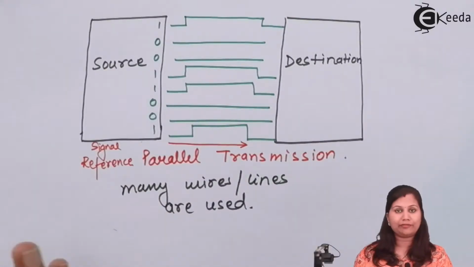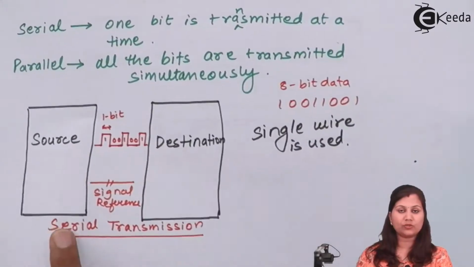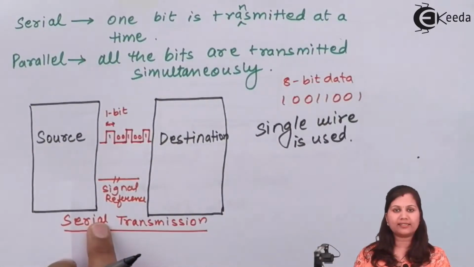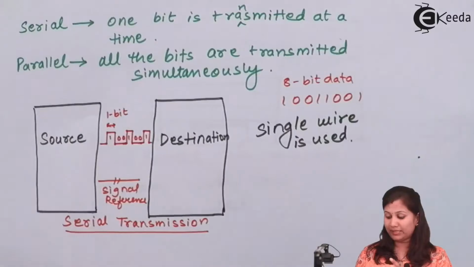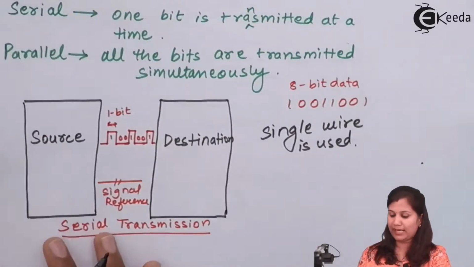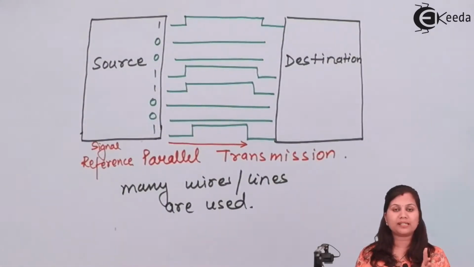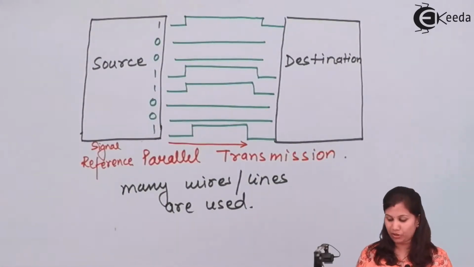So that is one difference, that in serial transmission only a single wire is used. So here fewer circuits are used, which means the circuitry for serial transmission is less bulky, whereas in the case of parallel transmission it is more bulky, because for separate bits we have separate wires. Each bit acquires a separate wire.